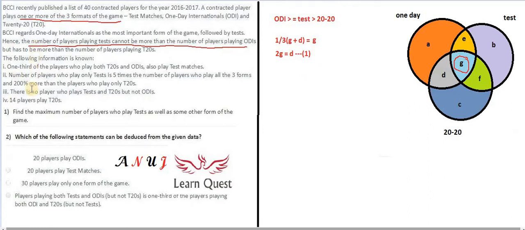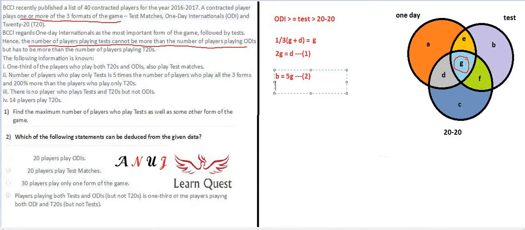Let's move on to the second statement. The number of players who play only Tests. Who is playing only Test? B. This value is equal to 5 times the number of players who play all three formats, meaning 5 times G. This is the second equation you got. Third equation, let's see. This B value is also 200% more than the number of players who play only T20. So who is playing only T20? C.